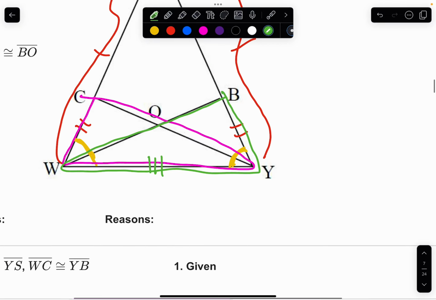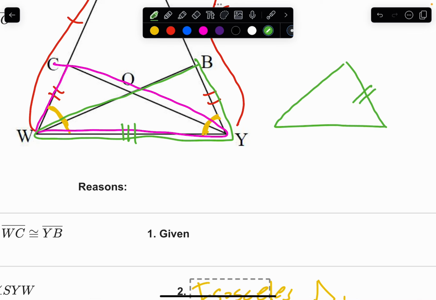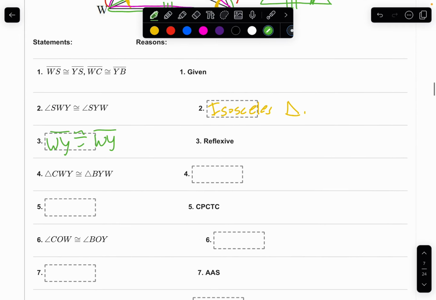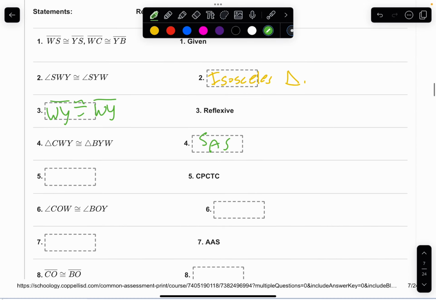Okay, and now it can help to draw it off to the side. If I take this green triangle and draw it off to the side, we have the right side BY that was in the given. We have the bottom angle that was from the isosceles triangle. And then we have the bottom side that was our reflexive side. We now know that those two triangles are congruent because of two sides and the included angle, SAS. And then they followed up with the CPCTC.